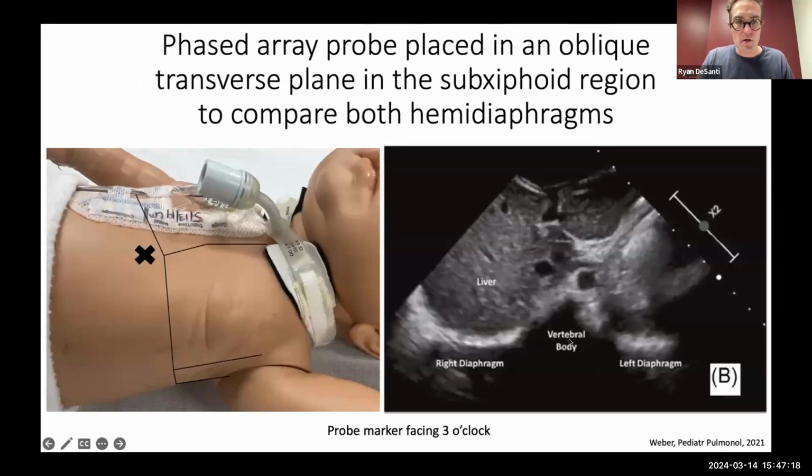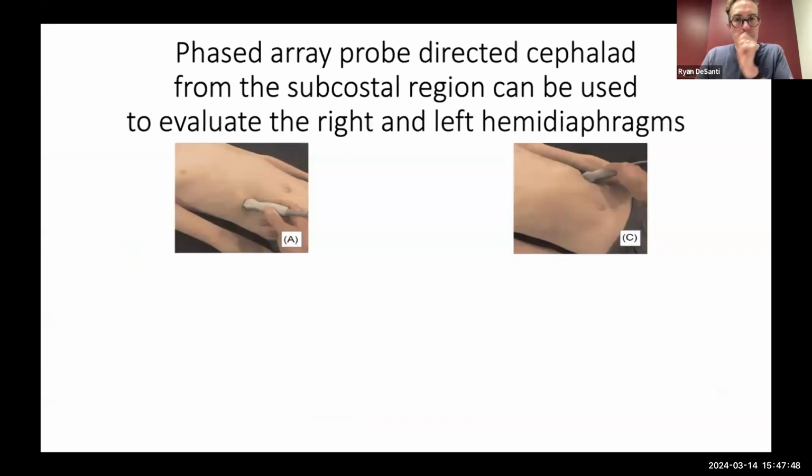So this is an example of a midline transverse view using a phased array probe. The phased array probe placed in the midline transverse subxiphoid region allows us to look at both the right and left diaphragm simultaneously. And then during inspiration, the diaphragm should move towards the ultrasound probe and away during expiration. And then moving towards the right and left side. Again, these are done individually.